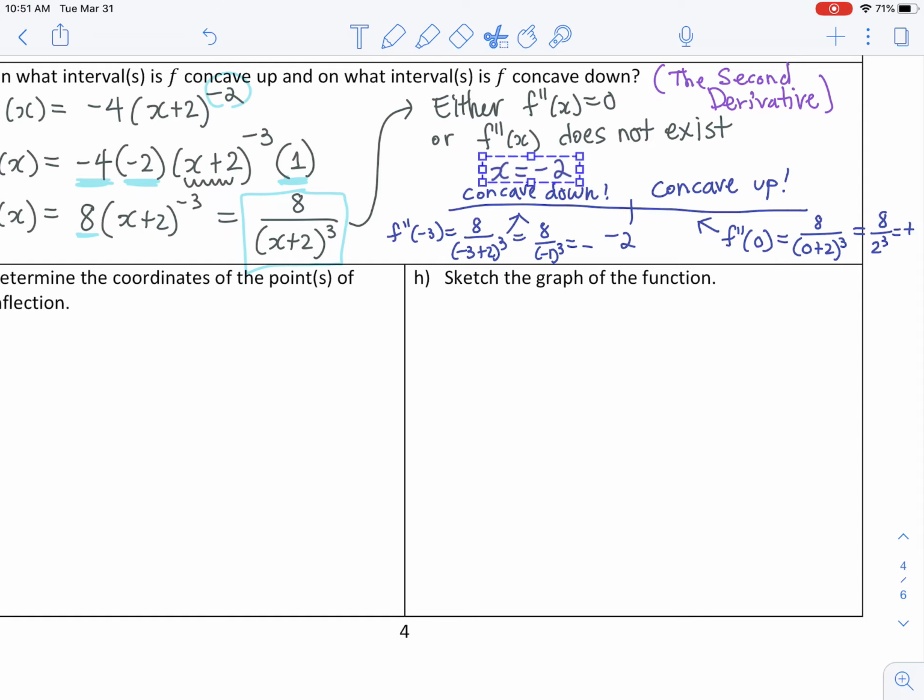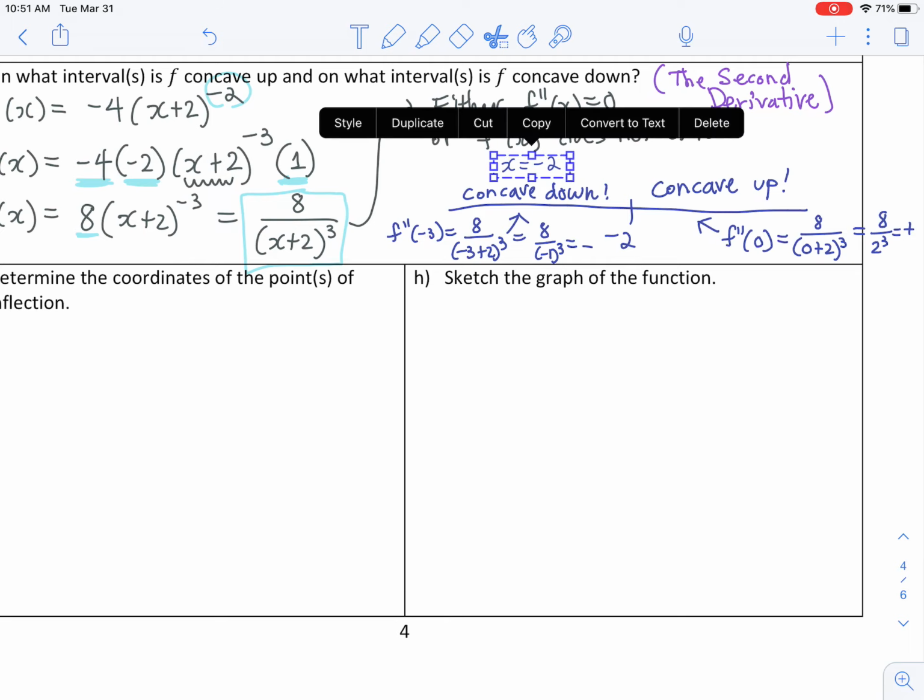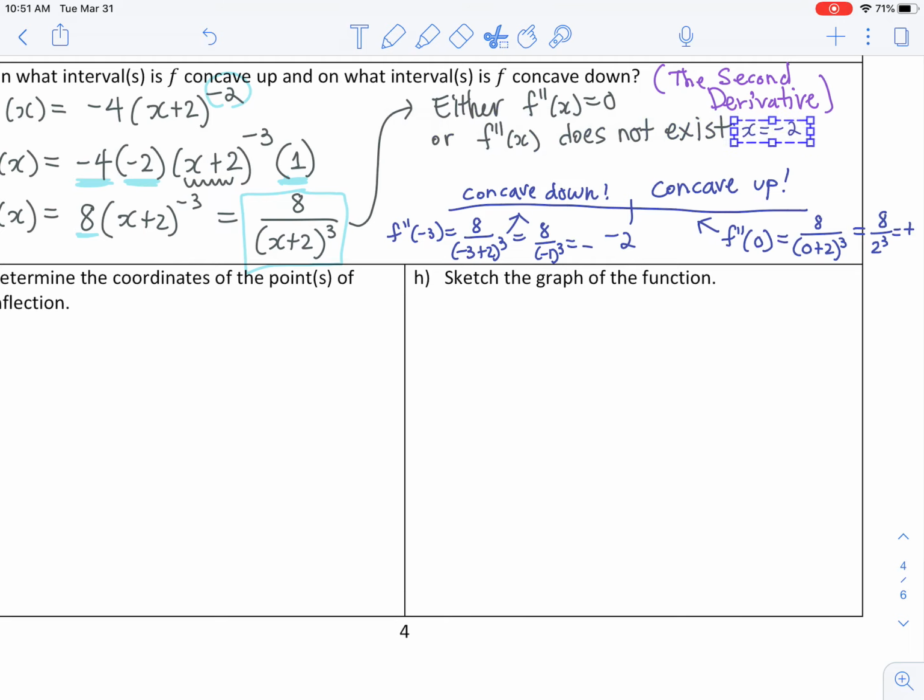I know you worked with this last week, but that was using polynomial functions. Now this section is where you have to use rational functions. But the idea is still the same. You have to find that potential inflection point. And now I would say that negative 2 is going to be special.